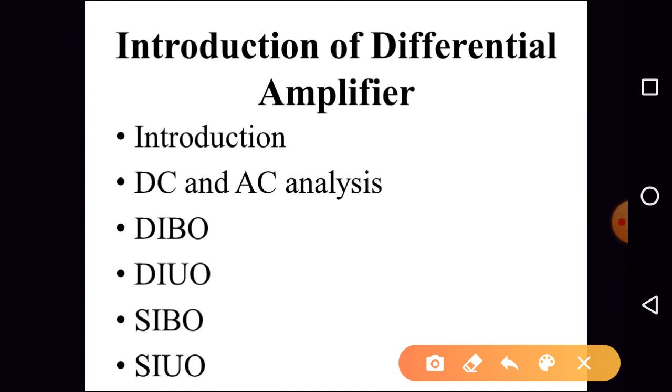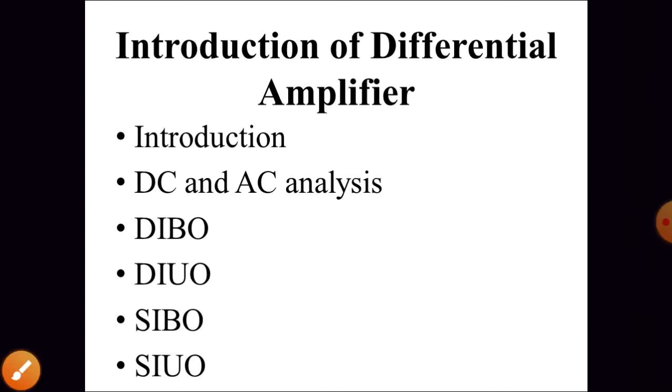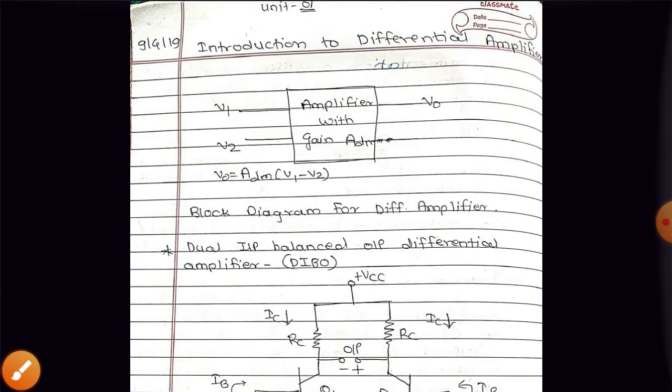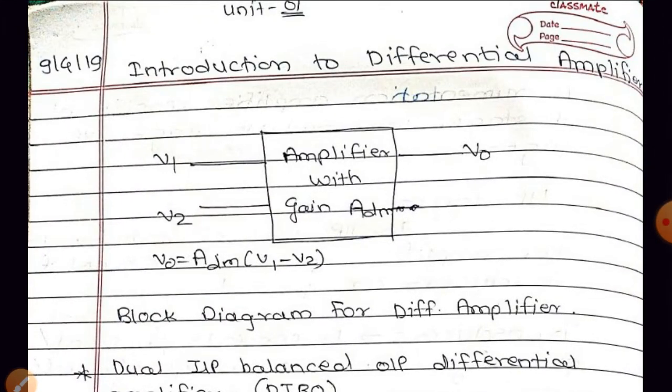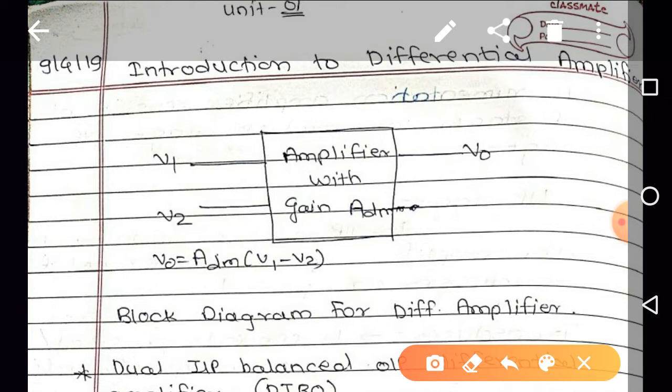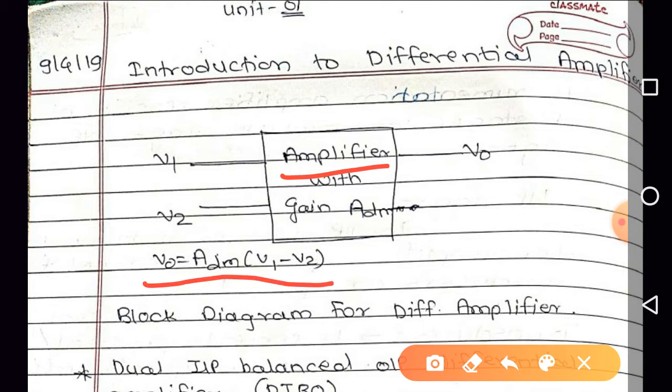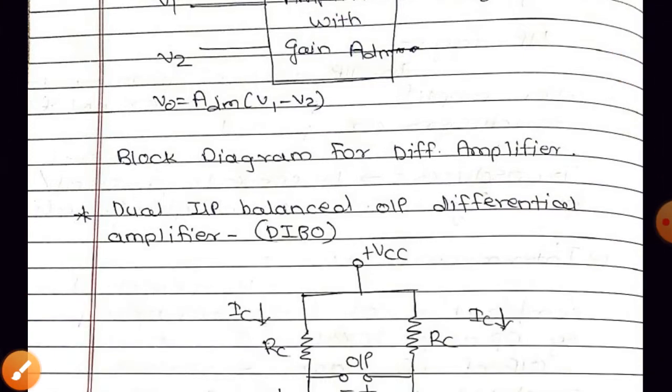First, introduction to the differential amplifier. As its name suggests, see here in a block diagram, amplifier with gain ADM. So V0 is equal to ADM inside the bracket V1 minus V2, the difference between two input voltages. It is a basic block diagram of differential amplifier. It will amplify the difference between two input voltages.